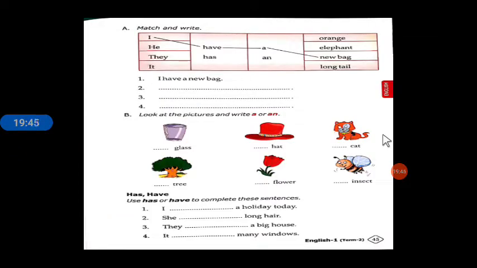Okay, now match and write. Match these words. These are the subject, helping verbs and articles and objects. You have to match perfectly, then you can write here. See here, one example has been given.